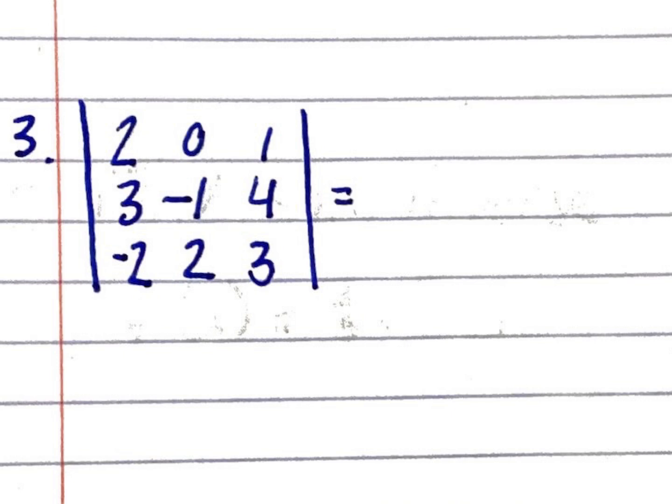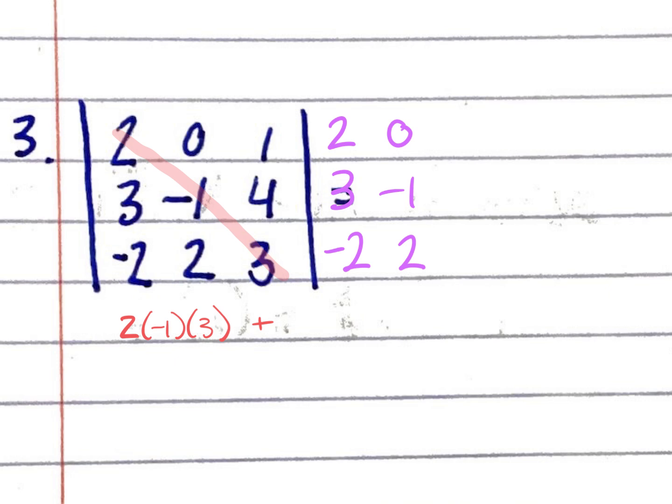So you have to copy them down again. Right, so like 2, 3, negative 2, 0, negative 1, 2. So then we're going to multiply along the main diagonals. So like 2, negative 1, and 3. And then 0, 4, and negative 2. And then 1, 3, and 2.